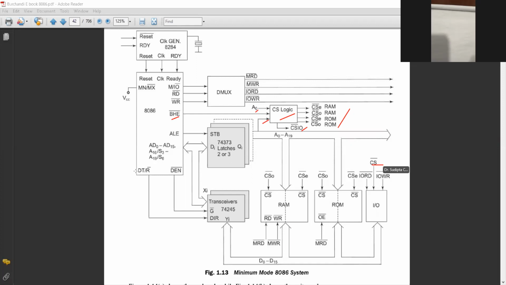Chip select input output is required over here. Yes, okay, sir. And the IO device is connected with IO read and IO write. These are the total functions.